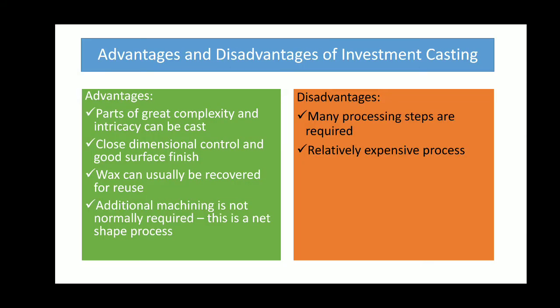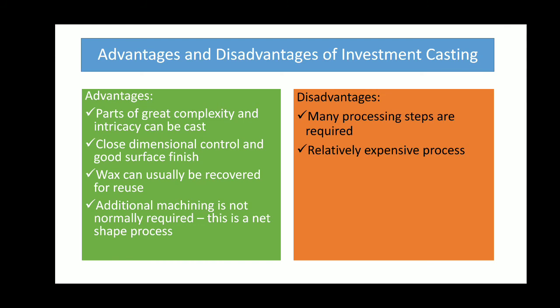Some of the advantages and disadvantages. Advantages: parts of great complexity and very intricate details can be very easily cast. Dimensional tolerance and cost can be properly controlled, and surface finish is very good. The wax we stripped out by heating can be reused for making other patterns, so there is no wax loss. Additional machining is generally not required. It's a net shape process. Some of the disadvantages: a number of processing steps are involved, and sometimes it is comparatively more expensive than normal sand casting.